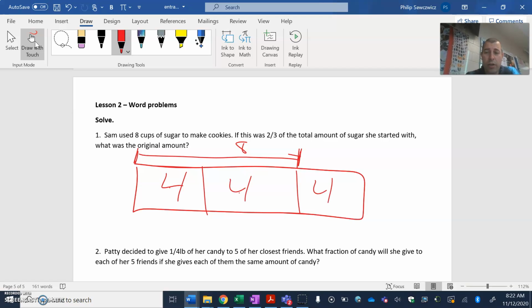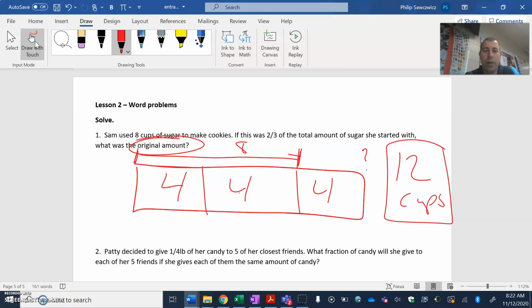So the question he wants to know here is, what was the original amount? In other words, what was the whole amount? 4, 8, 12. 12 cups. All right, boom, there we go.